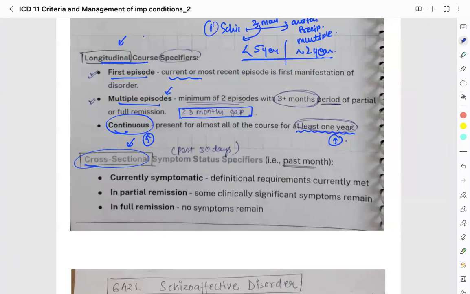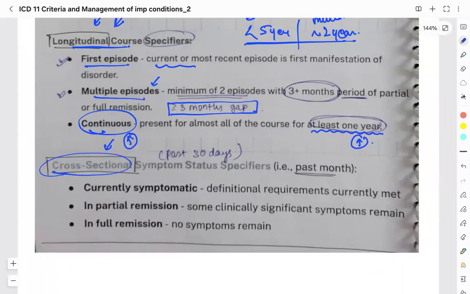So we saw the longitudinal course. The next thing that we see is the cross sectional course. In the past 30 days, how was this person? Currently symptomatic means the criteria that we talked about are met from A to G. So the two symptoms that we require for a diagnosis are met.